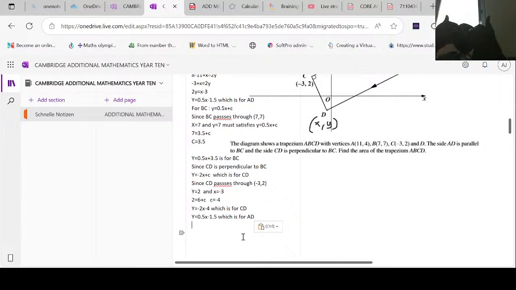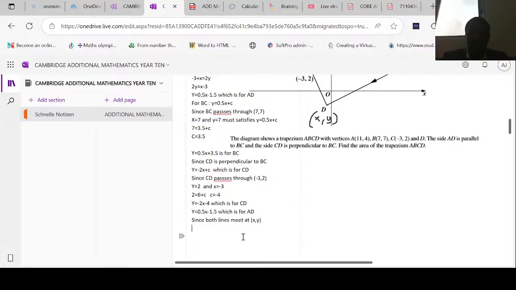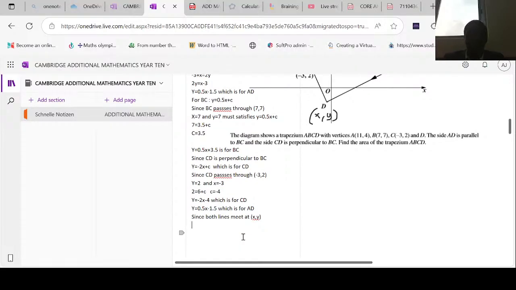Since both lines meet at x, y, which we don't know yet, so we want to look for it. So I'm going to equate them together. Equating them, that will be negative 2x minus 4 equals 0.5x minus 1.5. Are you with me? So we can solve for x. Once we get x, we can get y.